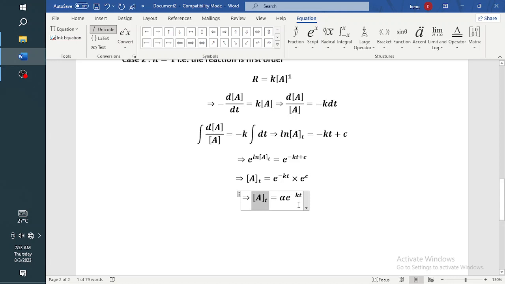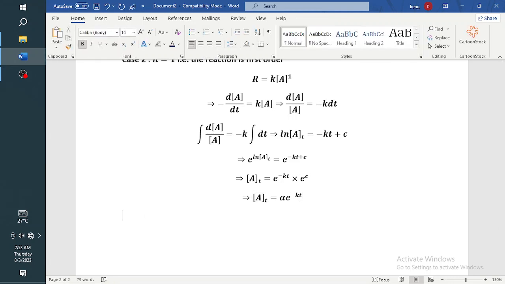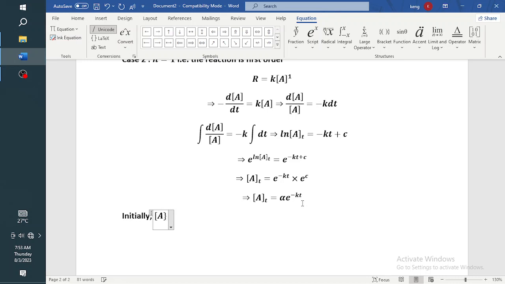In fact, if we want to find alpha, let us find alpha. Now, how do we find alpha? Let's use our initial condition. Initially, the concentration of our reactant, that is at t equal to 0, is just equal to this initial concentration. So I'm going to come to my previous equation and replace this with this concentration, and then replace t with 0. So the power becomes 0 and e to the power 0 is 1. Therefore, alpha is the initial concentration.